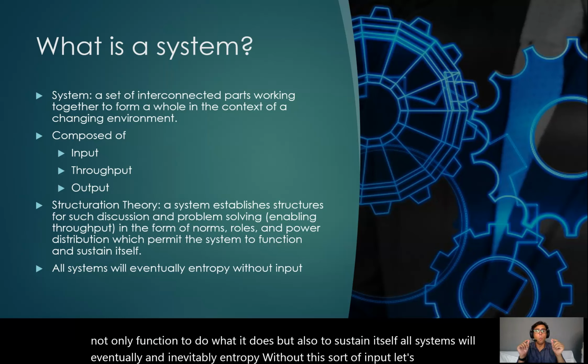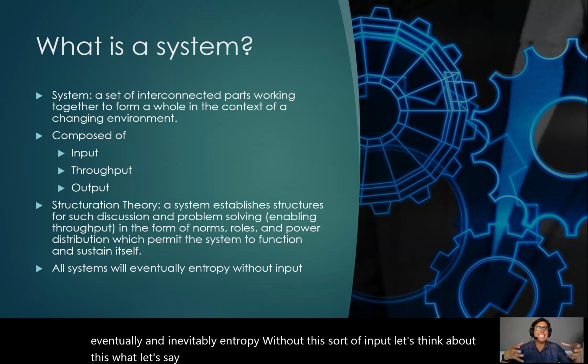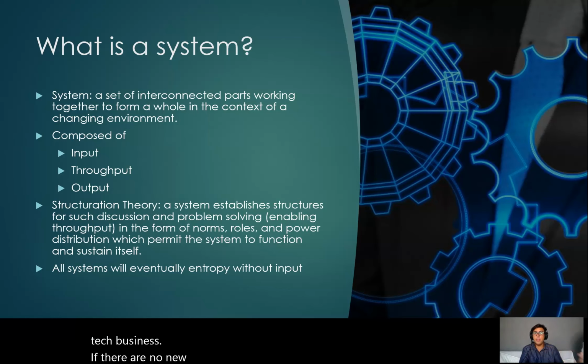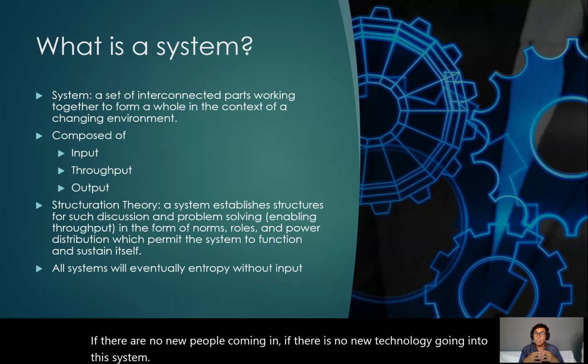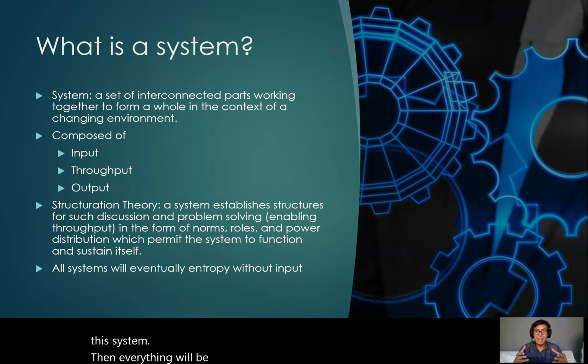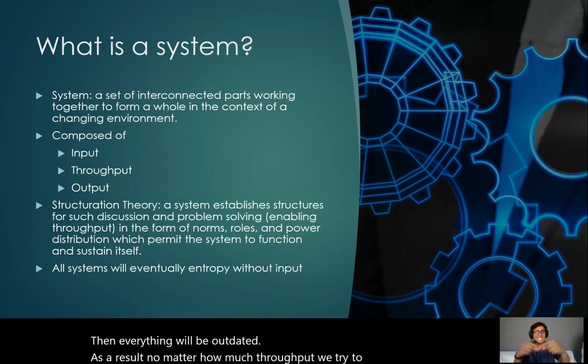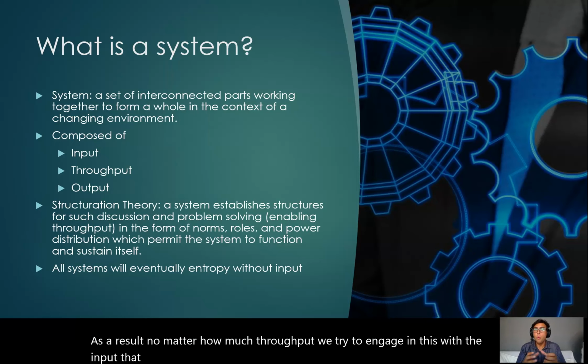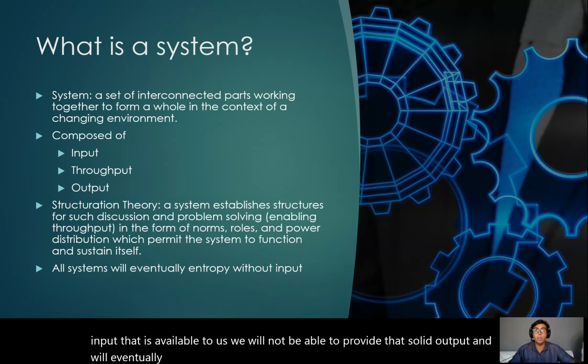Let's think about this. Let's say that we work in a tech group, a group that is a business, a tech business. If there are no new people coming in, if there is no new technology going into this system, then everything will be outdated. As a result, no matter how much throughput we try to engage with the input that is available to us, we will not be able to provide that solid output and will eventually entropy or break apart. All things in nature entropy, and groups and systems are one of those things.